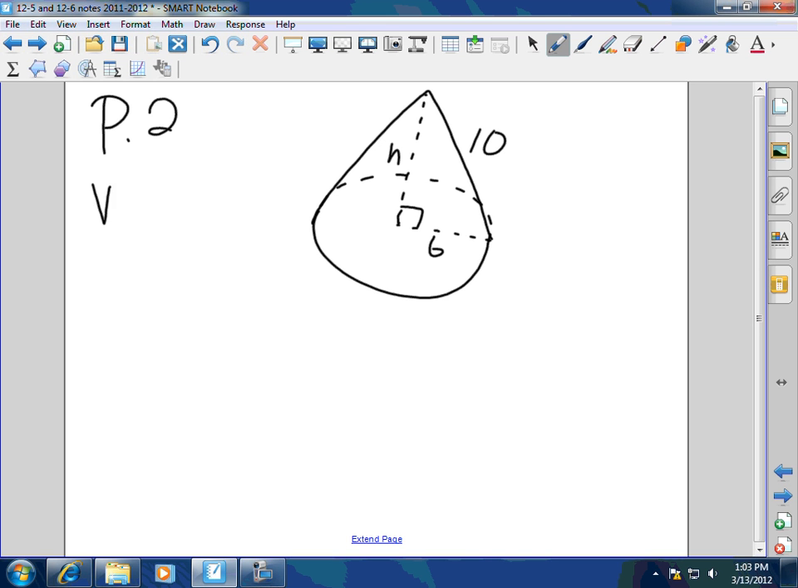Well, volume of a cone is 1/3 base area times height. So you got 1/3. What's the base area here? Pi r squared, so that's 36 pi. Now, the height. Whoever puts in the slant height here is wrong. Okay, slant height would be used for surface area, not volume.